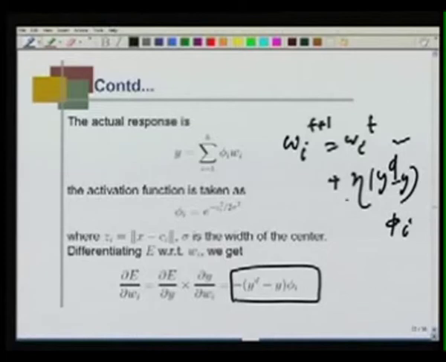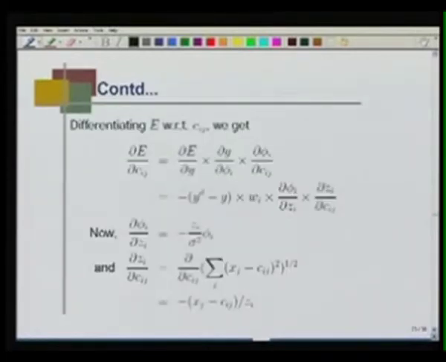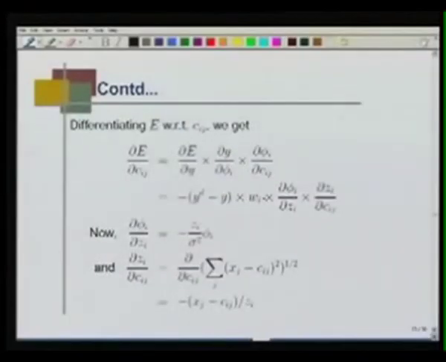That is very simple because it is a linear network, whereas for the weight update of the center, imagine each center has p elements, because the input x is a p dimensional vector. That is why, if you look at the derivation, del E upon del C I is this particular thing.